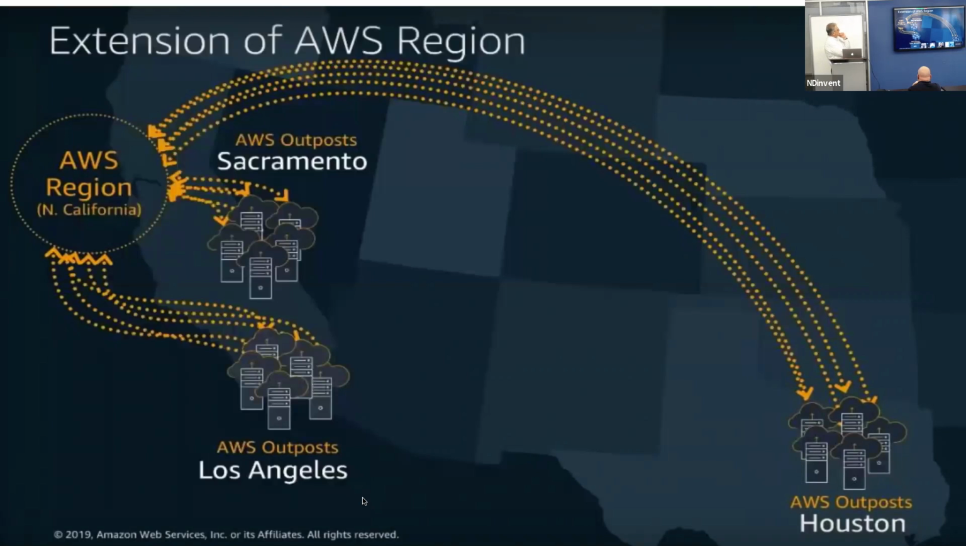This represents what I said before: the actual Outpost installations are an extension of the region. Here's an example of data centers spread out in Los Angeles, Sacramento, and the one on the right in Houston. But from the AWS console interface, they just look like availability zones within your region.